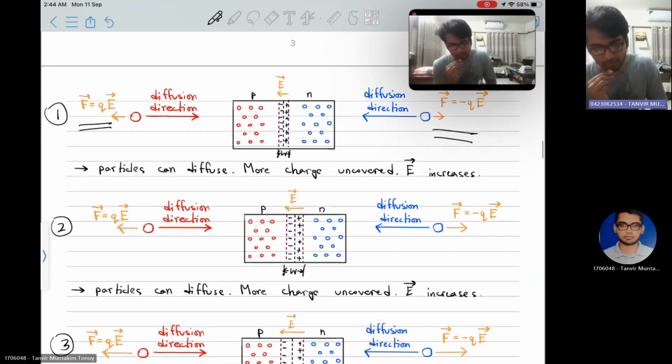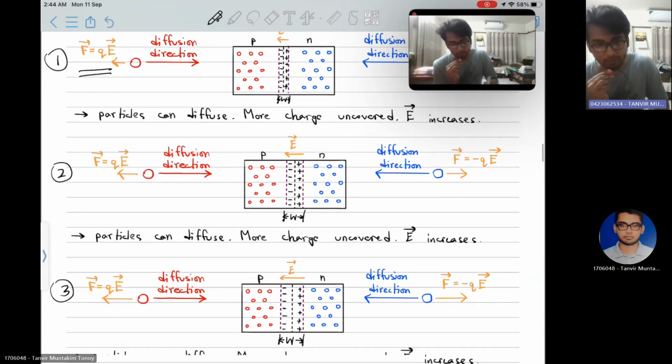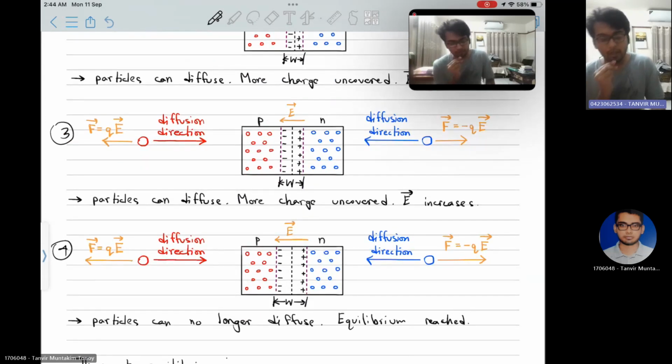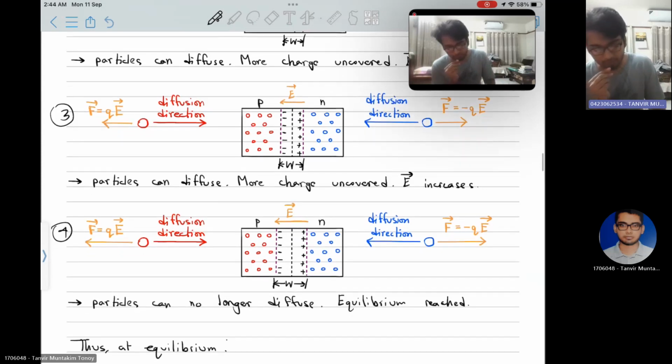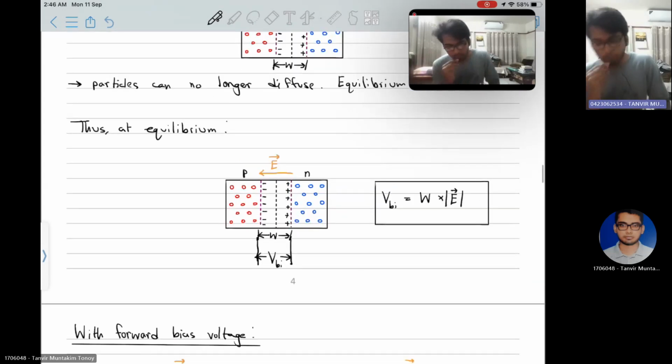But as the space charge increases, more charges are uncovered, the electric field increases, and the forces start increasing. As we can see, from 1 to 2 to 3, the force is increasing, and at one stage, the space charge reaches a condition where the electric field is enough to create an electrostatic force that is equal and just enough to negate the diffusion process. That is when the diode reaches equilibrium and there is no more diffusion. Thus, at equilibrium, the space charge region has a specific width, and this region is called the depletion region, and the voltage in between, which can be calculated with this formula over here, is called the built-in potential barrier.